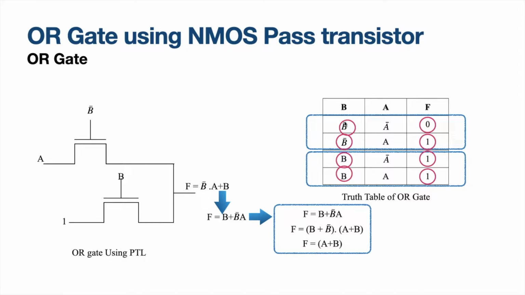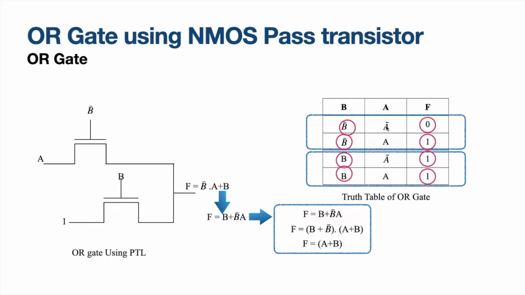Here in the table, wherever you find 0 in the column B, replace with B bar. Wherever you find 1, you have to replace with B. So, generally when we write the table, it will be 0, 0, 0, 1, 1, 0 and 1, 1. So, instead of 1, we are replacing B. Instead of 0, we are replacing B bar.